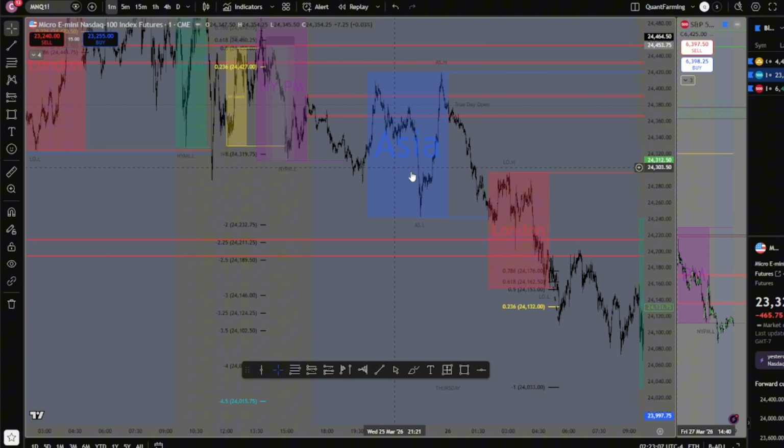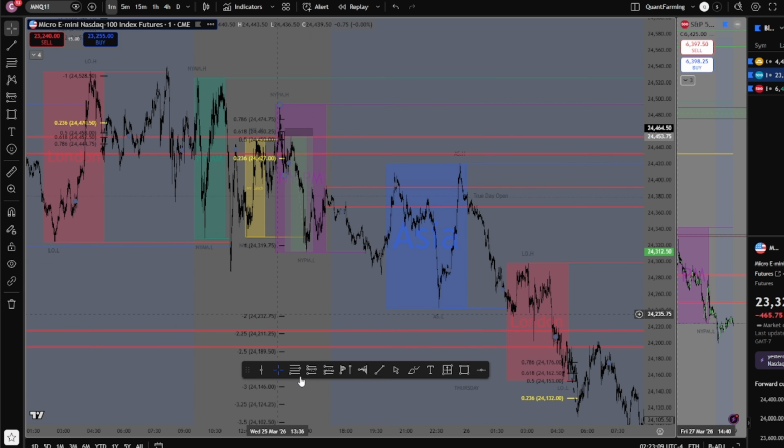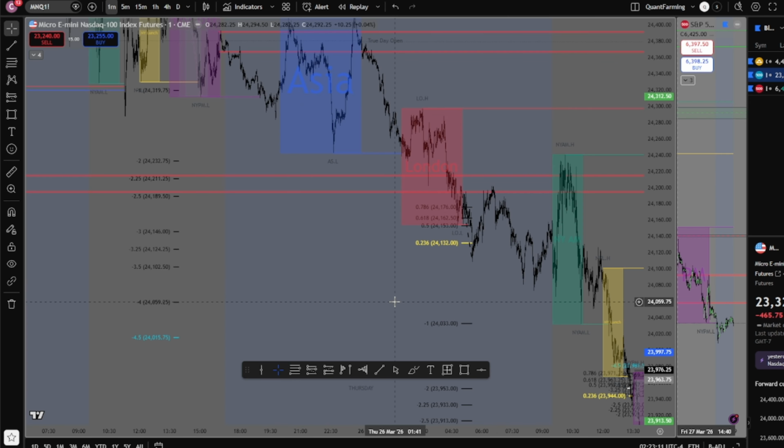Now, as you can see, as this fib range is still being respected, we still have more levels below us. We have -4, -3.5, -3.25, and -3 that still need to be taken. Just about on every single one of these levels, you see some sort of reaction or pullback. At -3.25, 24,124, you could see that we had just about an 80-point pullback.